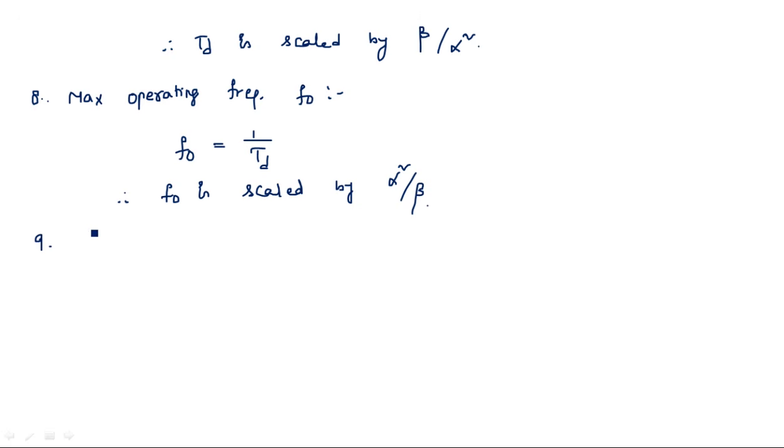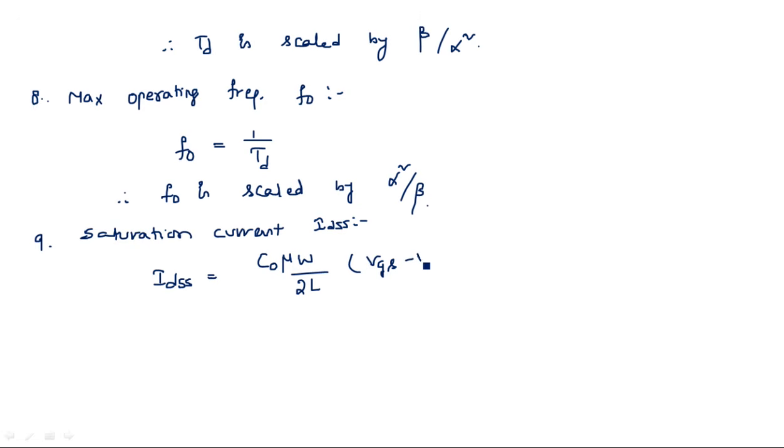Coming to the ninth one, saturation current, IDSS. Generally, the drain to source current is represented by IDS. So when the transistor is said to be in saturation, IDS is just replaced by IDSS. Take this IDSS formula, that is equal to C0 W mu by L, in saturation, 2 times VGS minus VT whole square.